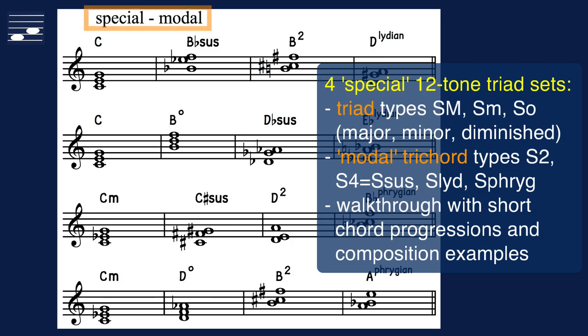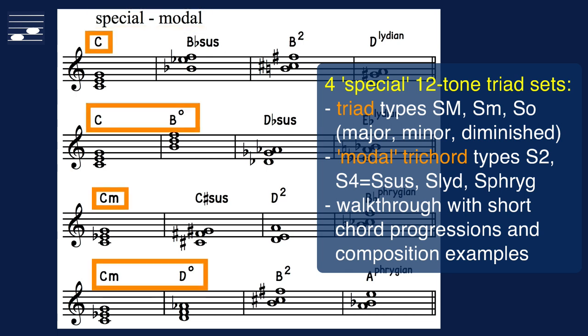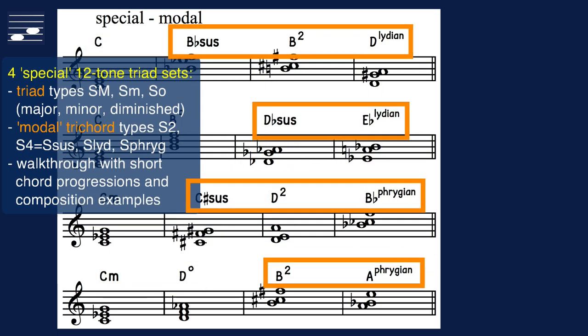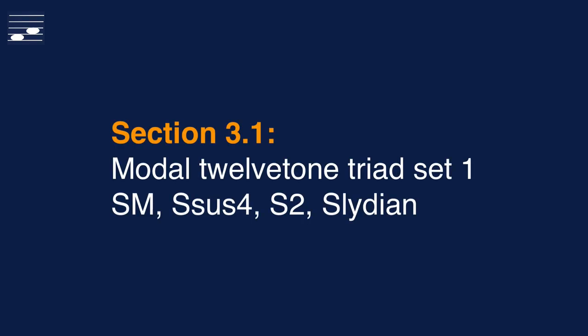Here we see the four 12-tone triad sets that contain combinations of regular triads and thirds and modal trichords. Regular triads are the major, minor, and diminished chord. The modal trichords are the sus2, sus4, and the Lydian and Phrygian structures. Let's continue with a further analysis and application examples of these four sets.